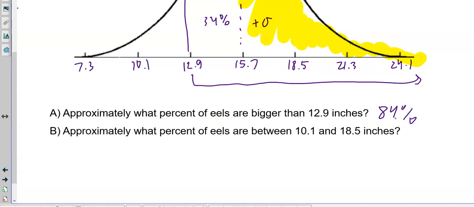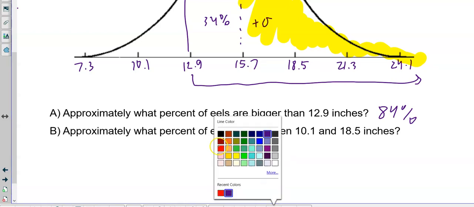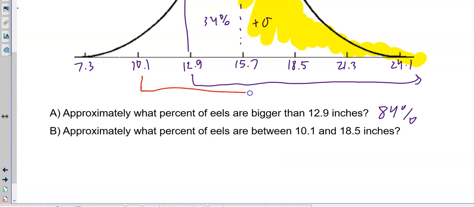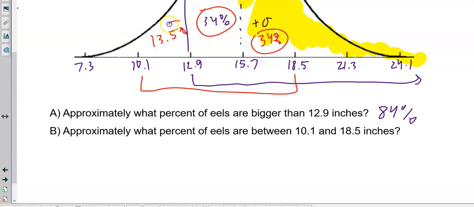What percent of eels are between 10.1 and 18.5? I see they're picking these standard deviations. So this one's 34%, this one's 34%, and I believe from memory this one is 13.5%. Adding those up: 68, 78, 81.5. So I think that would be 81.5% if you add up those 3 values.